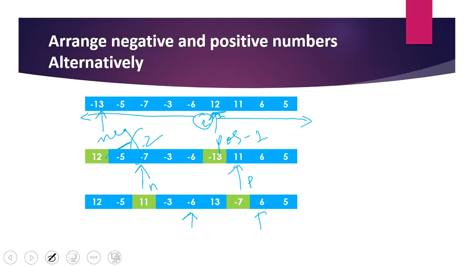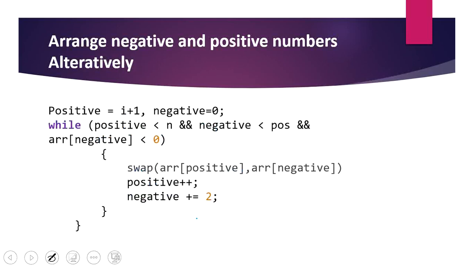So our code looks something like this. That is, after using the partition algorithm, our i plus 1 is going to point at the next position to the pivot. That is, it is going to point at the starting value of the positive integers, and the negative integers start at 0. So iterating through it, every time the positive pointer moves once and the negative pointer moves twice, a swap happens between the positive and negative. So it is a pretty simple algorithm.